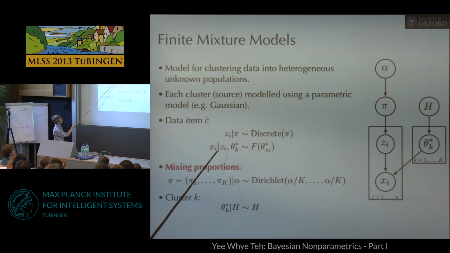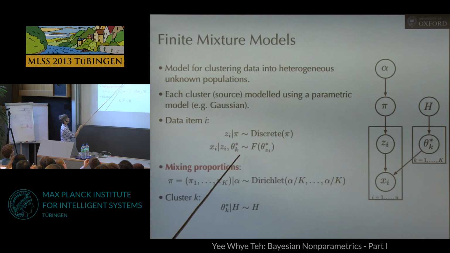So what we're going to assume is that for every observation xi, we model it as coming from one of the clusters or populations that we don't know about yet, that we'd like to learn about. And zi is a latent variable which describes which cluster xi belongs to. And theta star k is going to be the parameter of cluster k. We're going to place a Dirichlet prior over our mixing proportions, and a prior over the parameters of our clusters given by H.